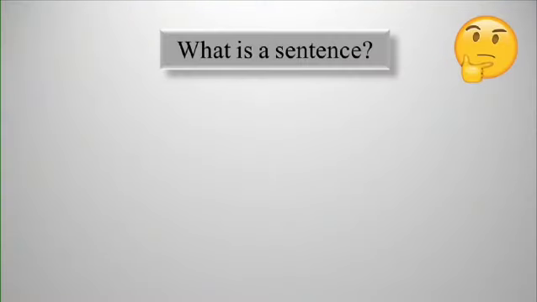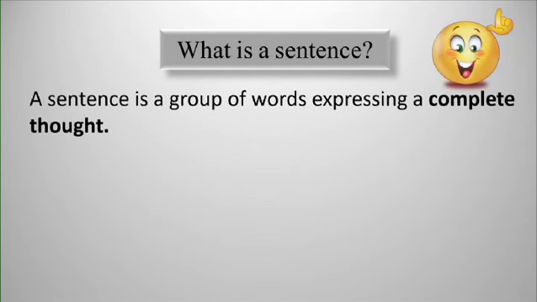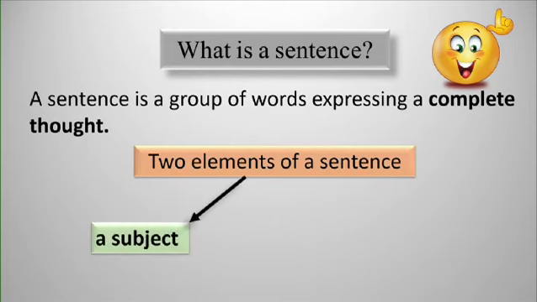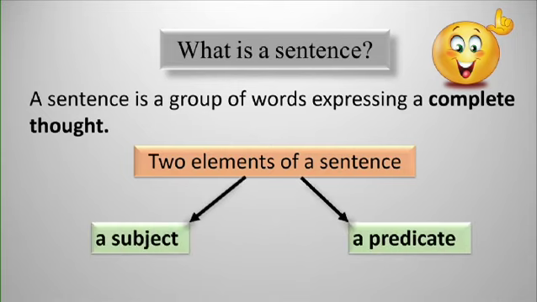What is a sentence? A sentence is a group of words expressing a complete thought. A sentence should have two elements, a subject and a predicate.